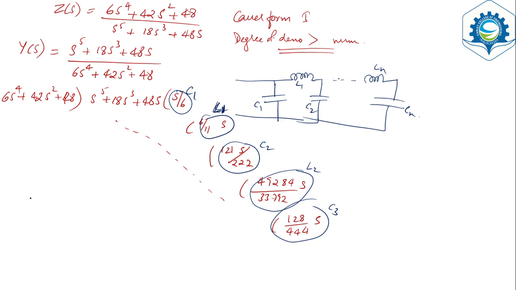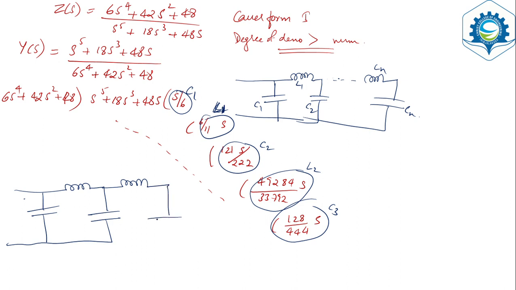So you can draw the figure. You have 1 capacitor, 1 inductor, 2 capacitors, 2 inductors, and then you have a third capacitor. You can just write down the values. It will be 1 by 6 farad. Here it will be 6 by 11 Henry. Here it's going to be 121 by 222 farad, and here is going to be this big number. And then last you have 128 by 444 farad. So this is your Cauer form 1.